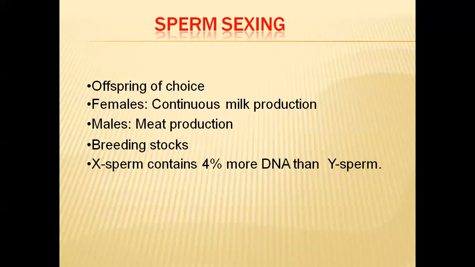And what is the use of this sperm sexing technology? Offspring of choice. We don't want to leave this to chance. We want to decide whether we want a female offspring or a male offspring. Basically, this sperm sexing technology has been devised for use in dairy technology. In dairy technology, we usually use female cattle for milk production, and male animals like bulls are used for meat production only.